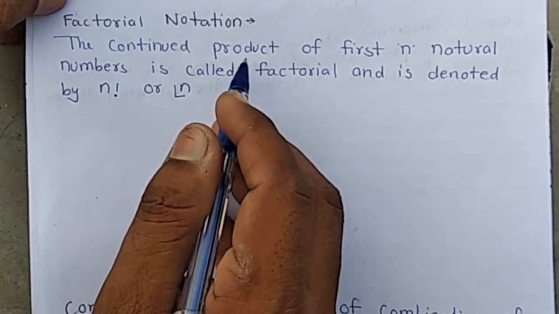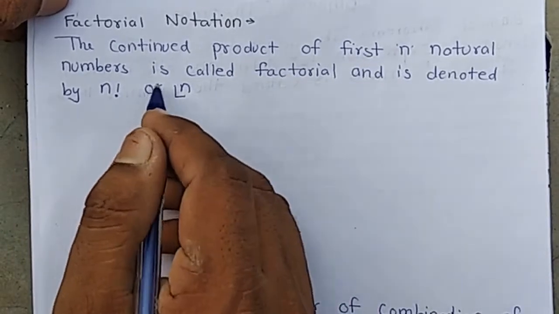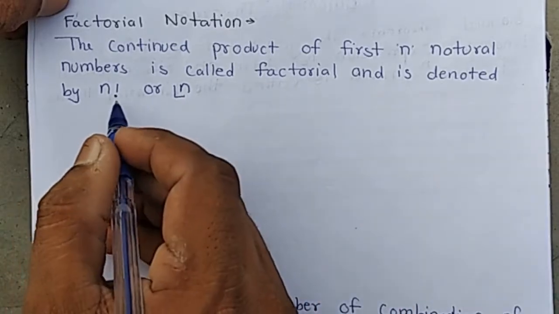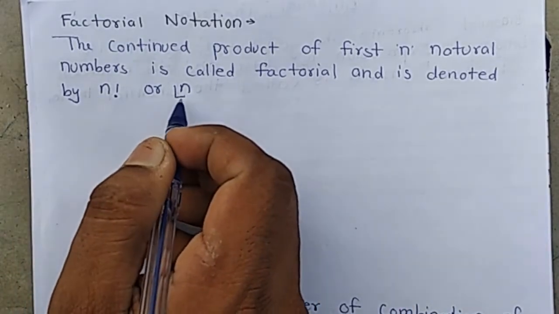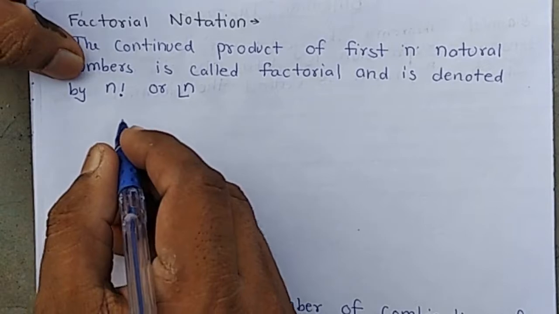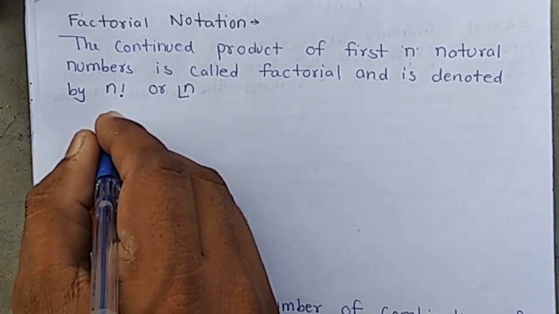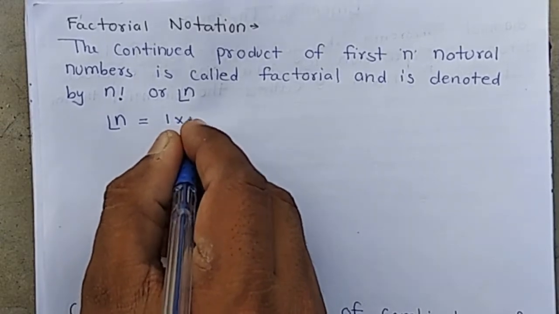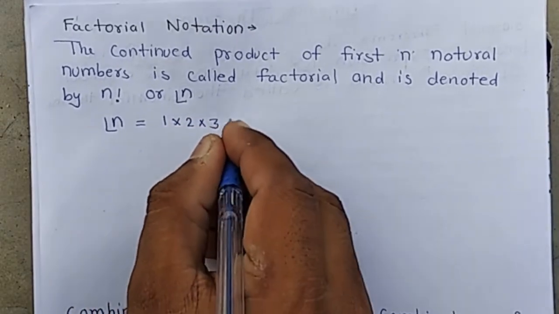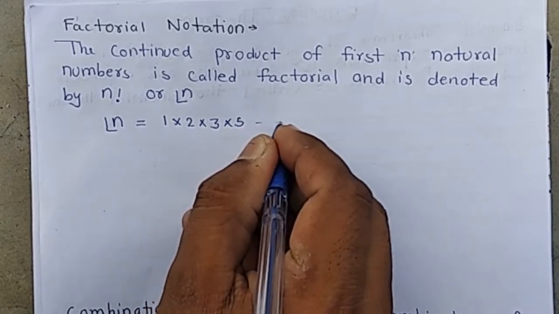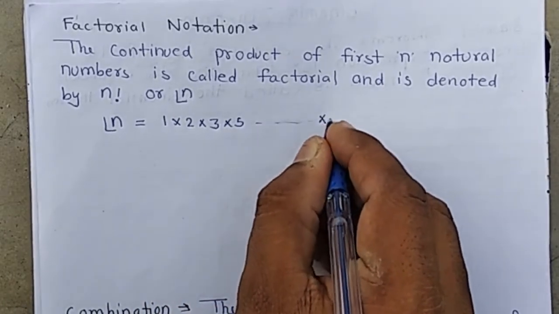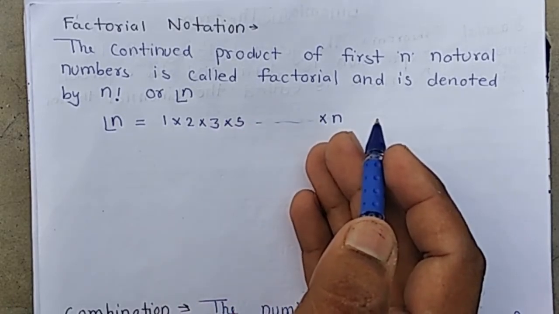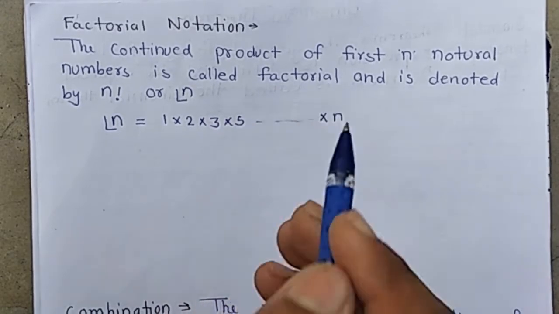The continued product of first n natural numbers is called factorial, and it is denoted by factorial n or this symbol. Means factorial n equals 1 into 2 into 3 into 4 into 5 and so on into n. Means the continued product of first n natural numbers is called factorial n.